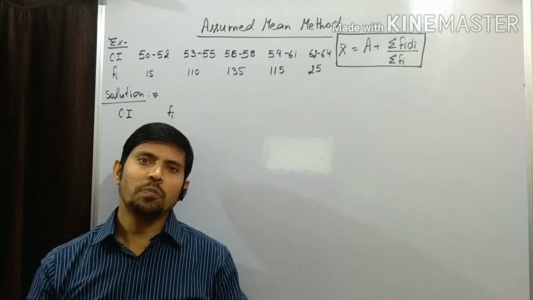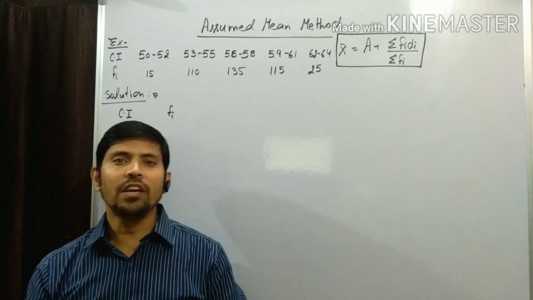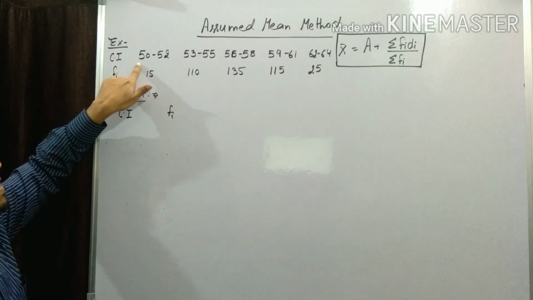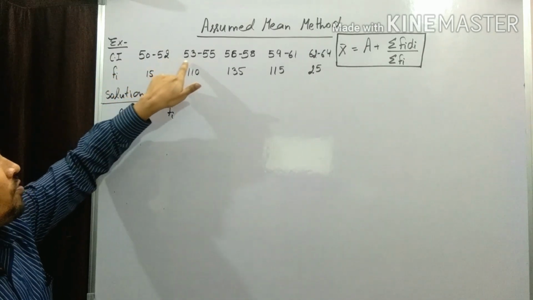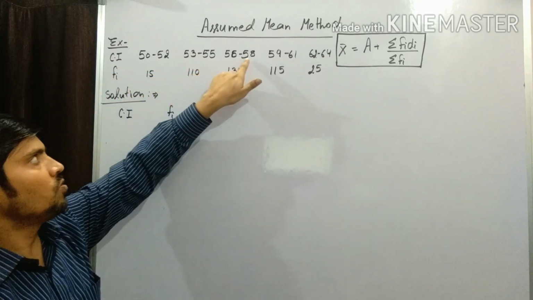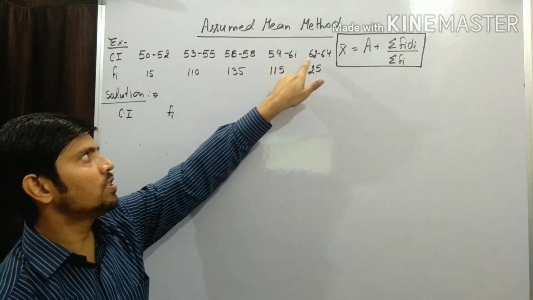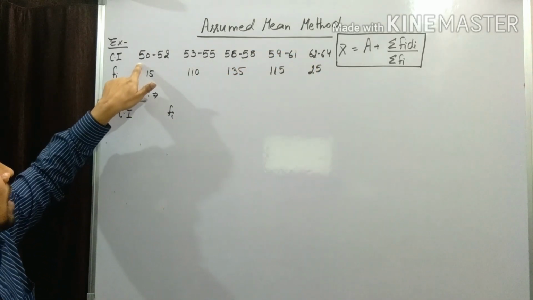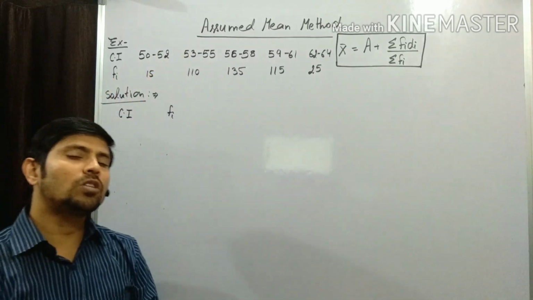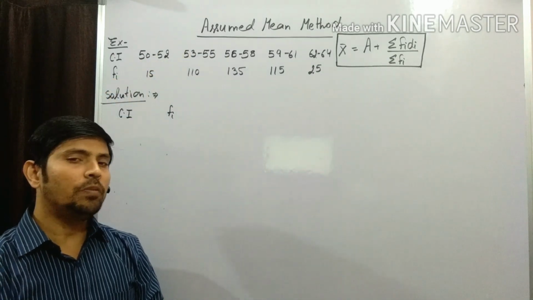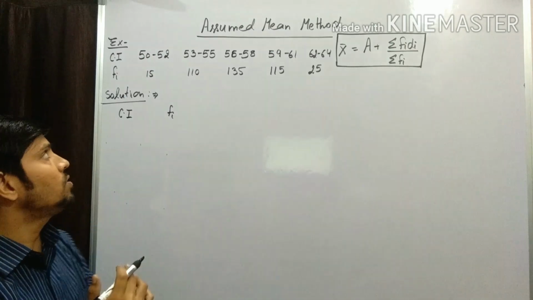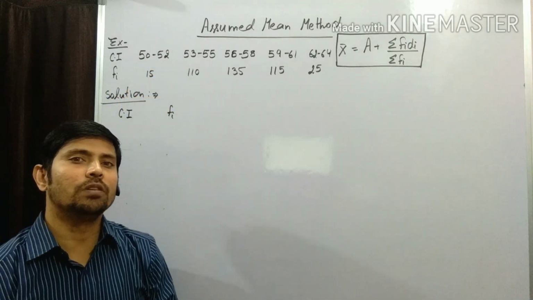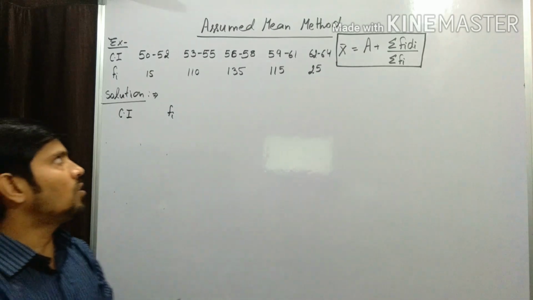To understand this topic more clearly, I have taken one more example. You can see class intervals are given: 50 to 52, 53 to 55, 56 to 58, 59 to 61, 62 to 64. First of all, we have to check the class intervals are not continuous. In the previous question the class intervals were continuous, but here they are not. Firstly, we have to make them continuous. So we know how to make it continuous.